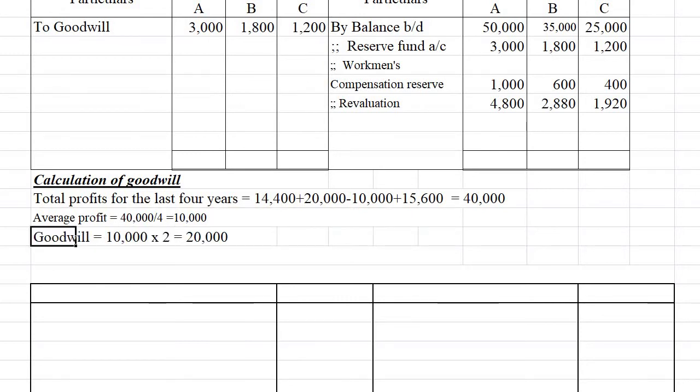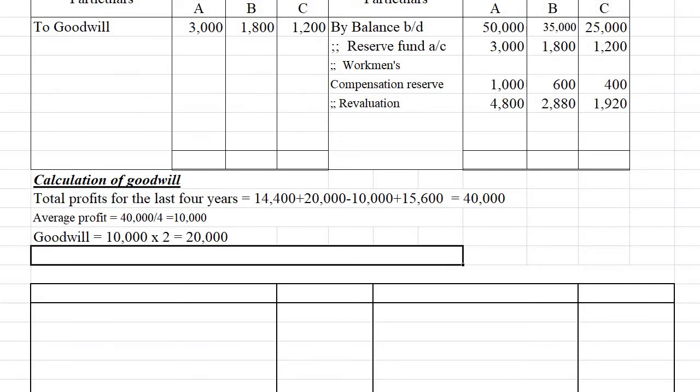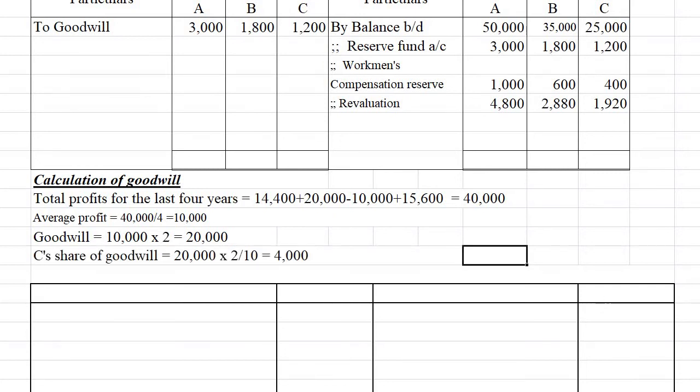We will get the goodwill 10,000 into 2 years purchase price. So 20,000 is the total goodwill of the firm. Then C's share of goodwill is 20,000 into 2 by 10, 4,000. Okay, so that 4,000 will be paid to C. It will be paid to C by whom? By A and B. So in C's capital we can write by A's capital and by B's capital.